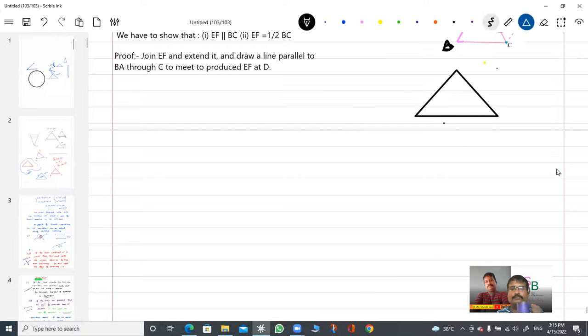This is a triangle which we name ABC. The midpoint of AB is E and the midpoint of AC is F. So we have to extend EF till D, and also draw a line parallel to BA from C, which intersects at D. So this is the construction.